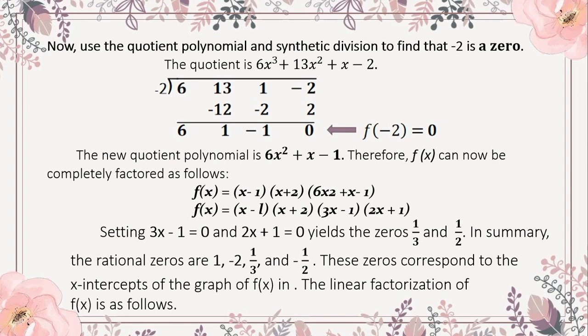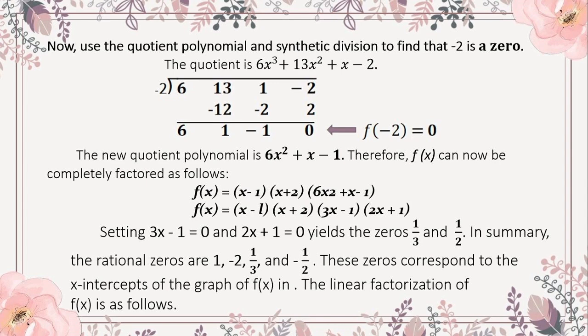x is equivalent to 1. So now, same process. We are going to bring down the 6 and multiply by -2 and add to the next coefficient, which is 13. So 6 times -2 is equal to -12. So we are writing the -12 under the 13.